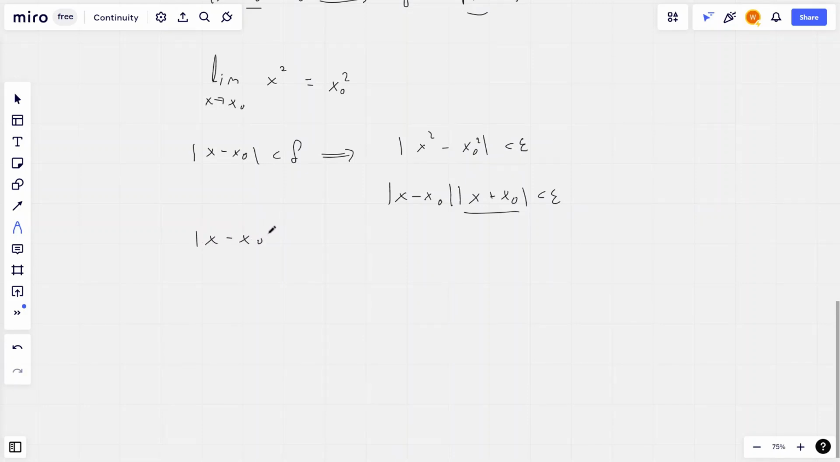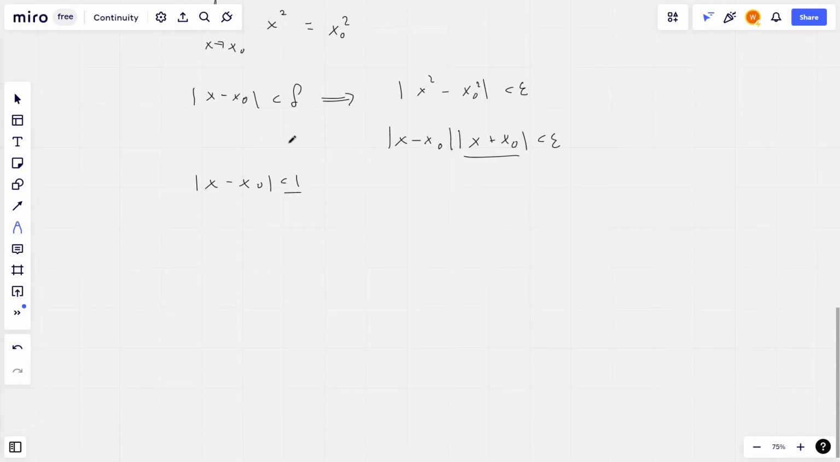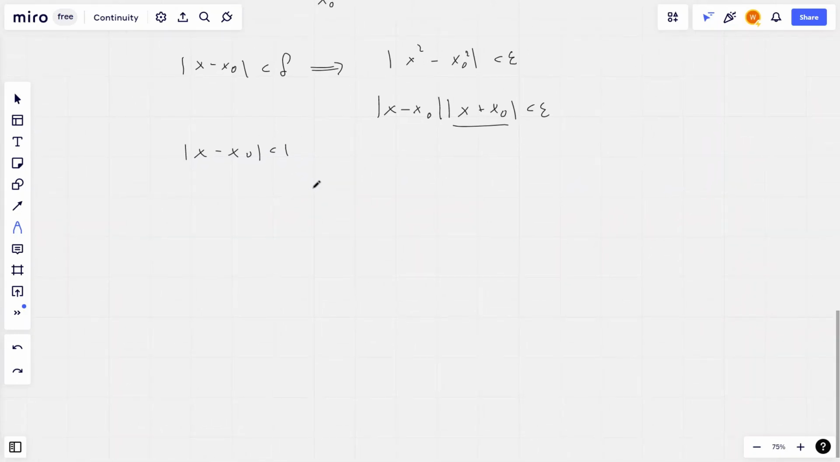then we know that x minus x naught is also less than 1. And we can do this because if our epsilon is very, very small, our delta will also be very, very small. So under this assumption that it's less than 1, delta is still going to be less than 1. However, if our epsilon is large, then if we choose a small delta, we'll still be within the range that we want.